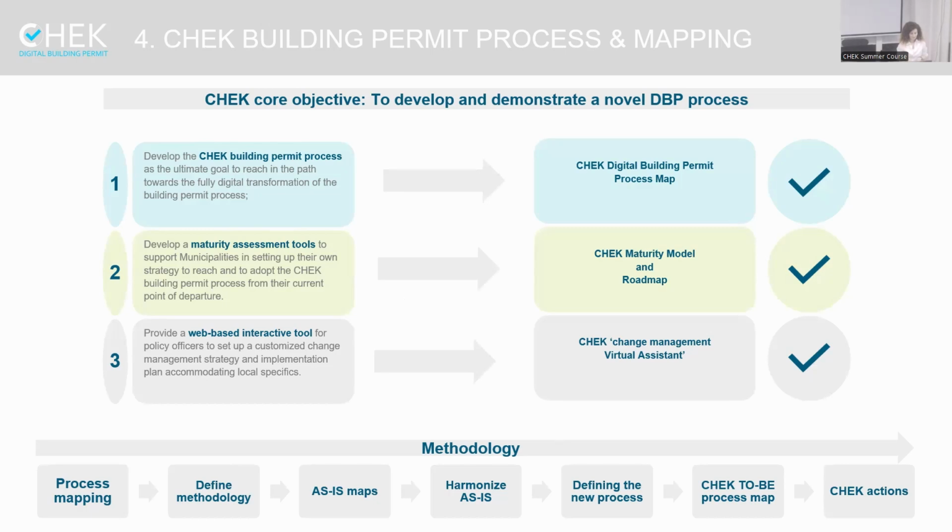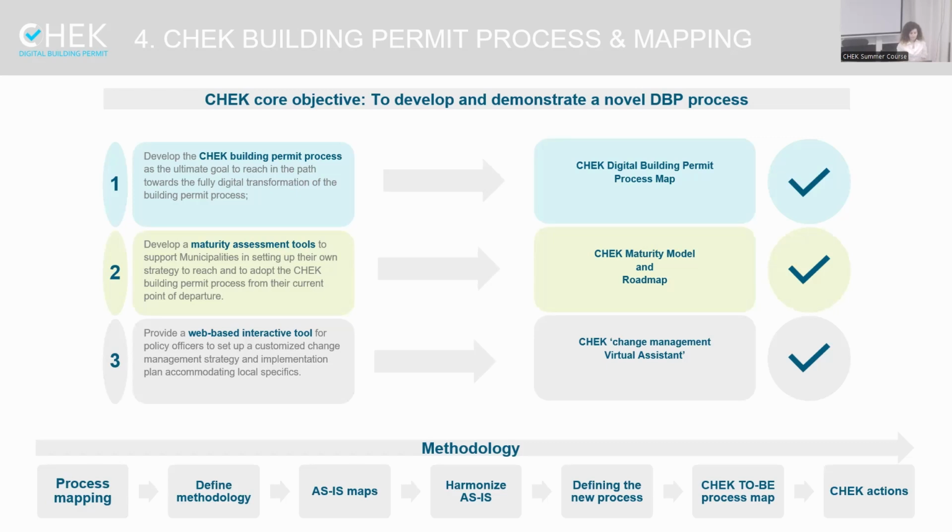So the methodology goes in very generic steps, from process mapping to as-is maps, to harmonizing the as-is, then defining the new process, then conceptualizing and building the Czech to-be process maps, and then the Czech actions.